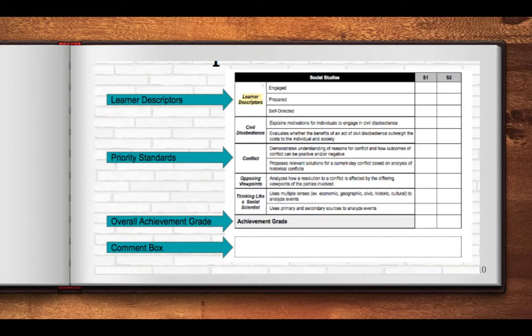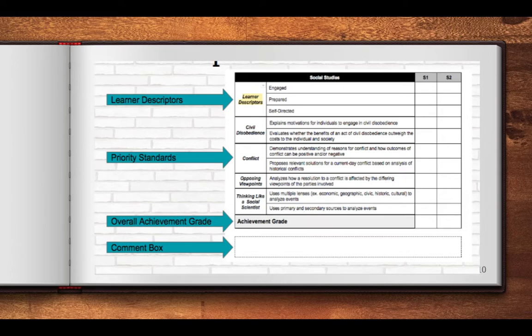Secondly, you see priority standards. These are standards that are overarching standards for that content area. Teachers have looked at all of their standards of study and all of their learning targets throughout the entire year, and they have grouped them so that they are easy to understand and so that they can give you the most feedback possible in each area that they will be studying this year.